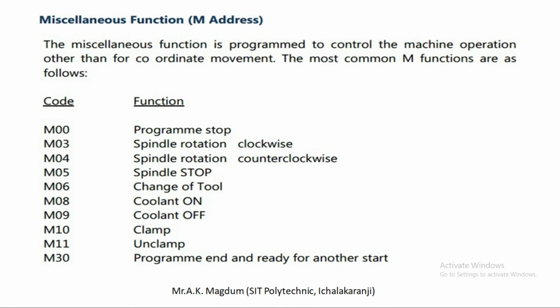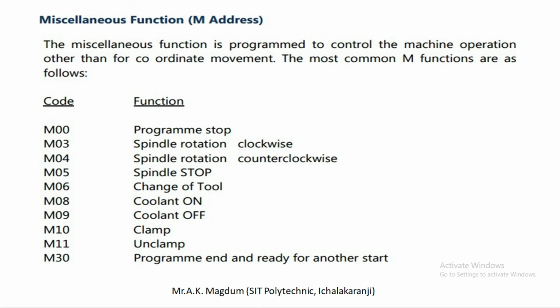Next one is the miscellaneous function, the M addresses. These are very important functions. The most common M functions are mentioned in this slide also. A miscellaneous function is a program word to control machine operations other than coordinate movement. In the previous slide you observed the G word or G address, which is related to tool movements and axial movements.